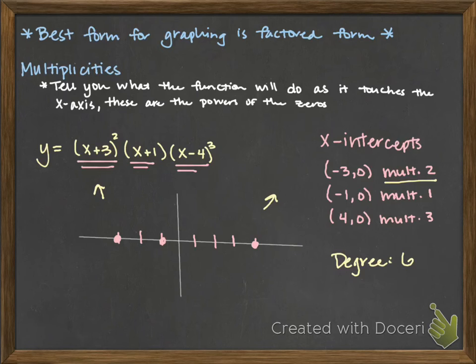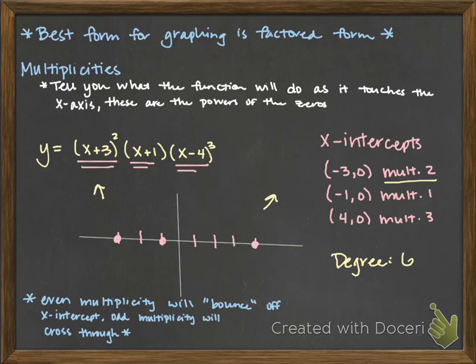Note, if a multiplicity is even, your function will bounce off of the x-intercept. So I will take my function down to the x-intercept and bounce off of it since I have that multiplicity of 2. If you notice, this kind of looks like a parabola, and quadratic functions create parabolas. So we can think of this (x+3)^2 term as its own mini parabola within our function, which is why it has that bounce off of the x-intercept.